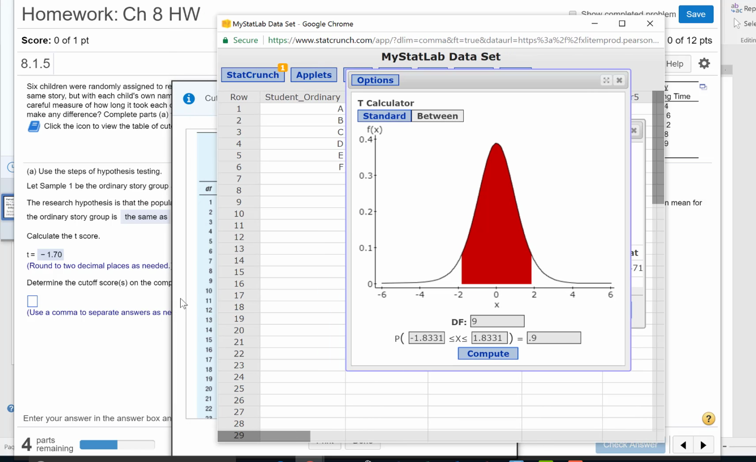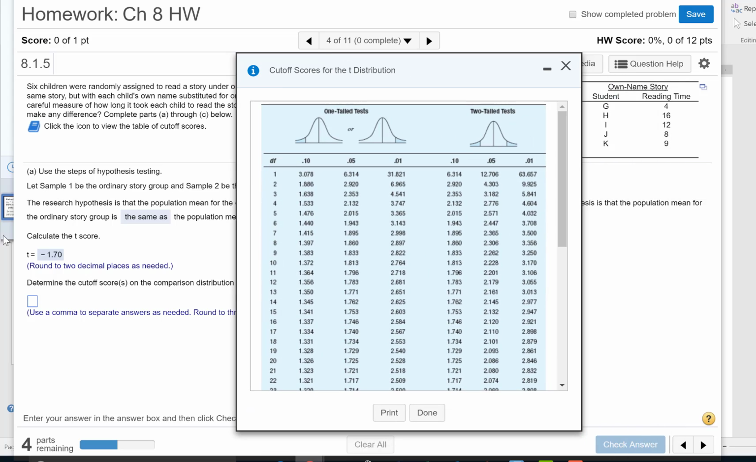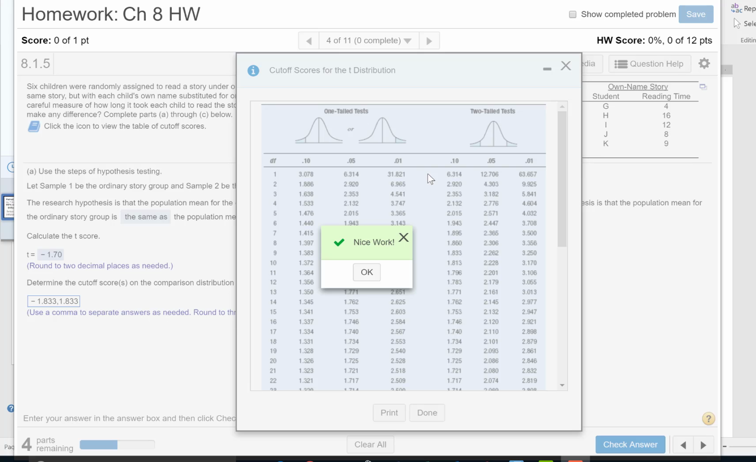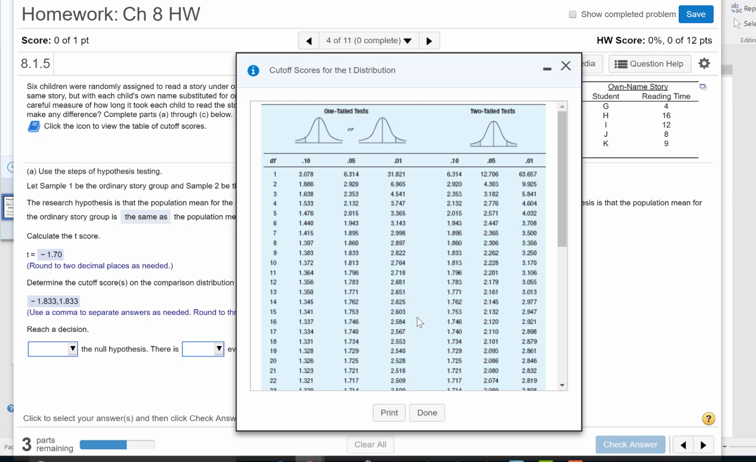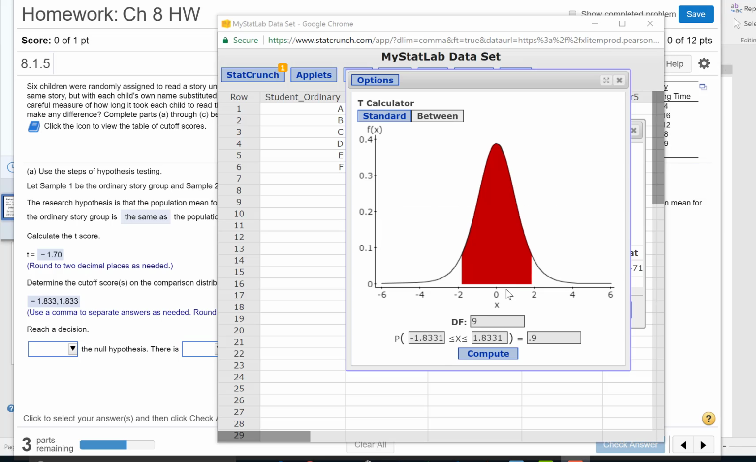And we are rounding to 3 decimal places. Okay, put those in. Looks like we got it. And now we're going to reach a decision. So based on these cut scores, let's come over here. So those are my cut scores, negative 1.833 and 1.833.